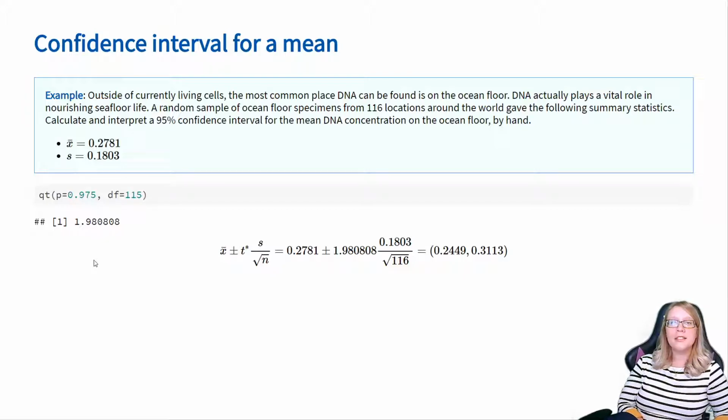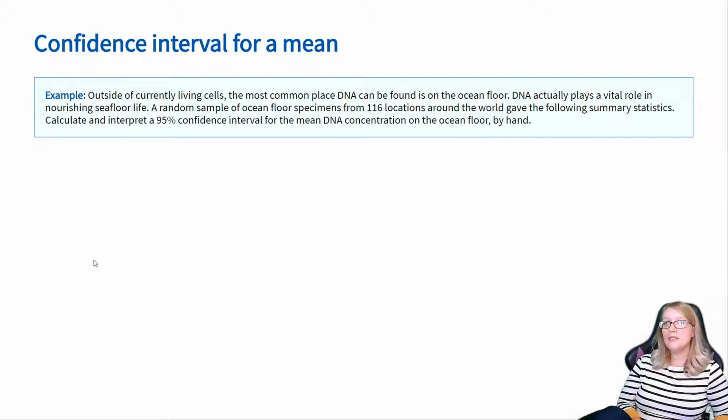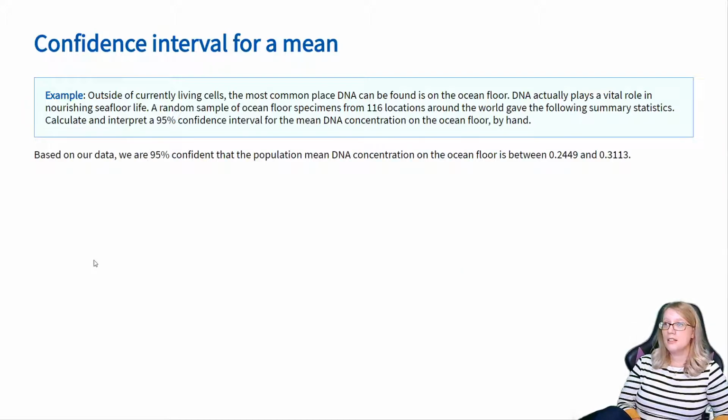So I get a confidence interval here that goes from about 0.245 to about 0.311. Now when I do these calculations, I tend not to round until the very end. If you round at a step in between, your answers may be slightly different from the ones that you're seeing in the videos. So let's interpret this confidence interval.